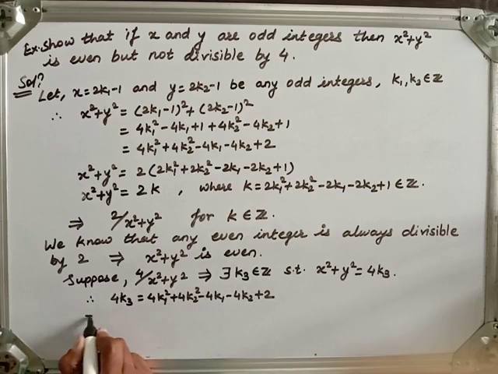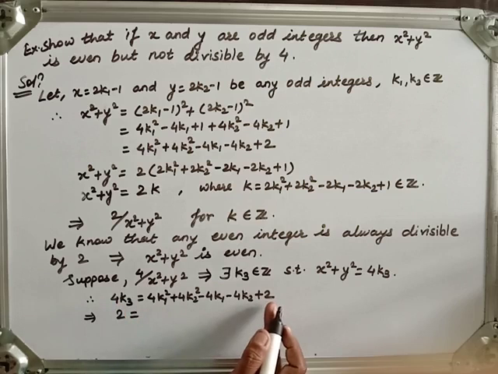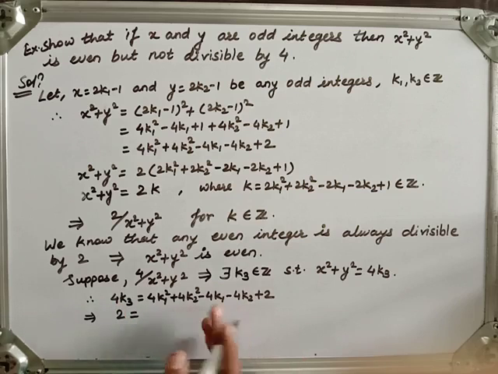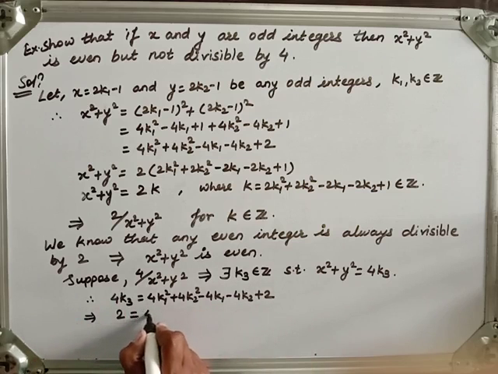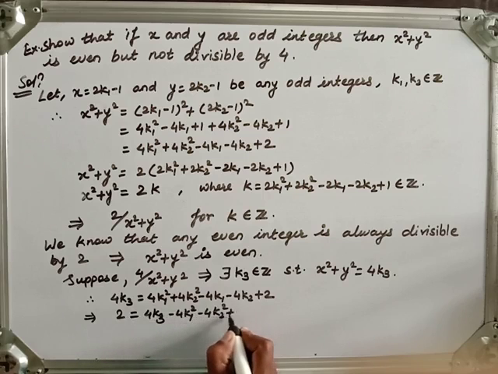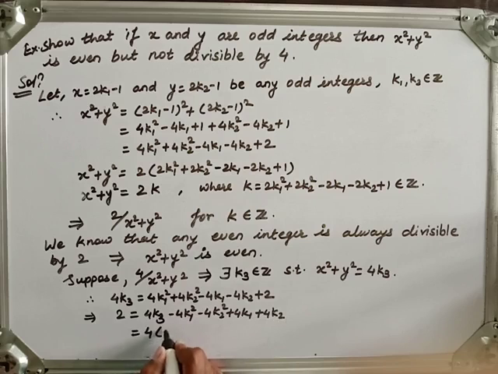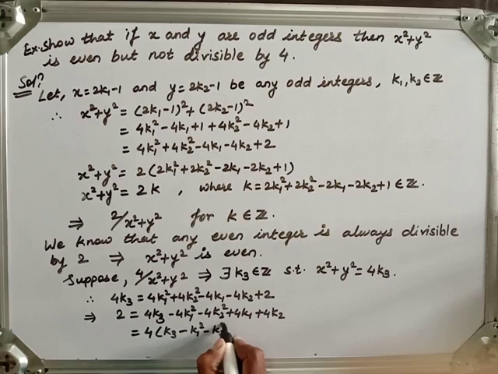So this gives 2 is equal to, let me keep this 2 on this side and take the other terms on the other side. So 4k3 minus 4k1 square minus 4k2 square plus 4k1 plus 4k2. Now from this we can take 4 common. What does it give? 4 times k3 minus k1 square minus k2 square plus k1 plus k2.